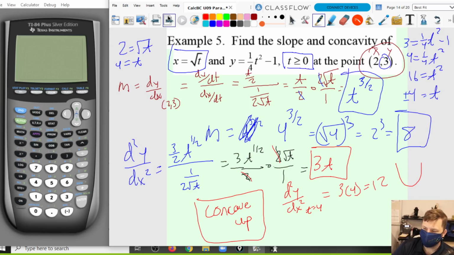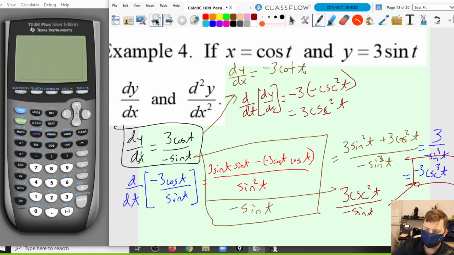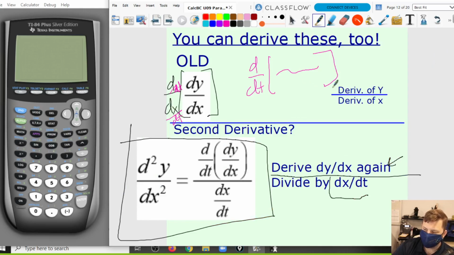I think the key things to remember right here, I don't even need to do more examples. Tangent line, it's all the same stuff we've done before. The key thing to remember is to find the derivative with parametrics: the derivative of y divided by the derivative of x. And then the second derivative is derive the dy/dx again, but then you also have to divide by another dx/dt. This is the part people forget. They derive it again and say, oh, second derivative, just derive it again, you've done this forever. Then they forget to divide by dx/dt.